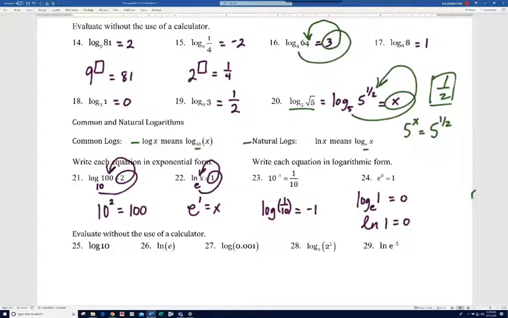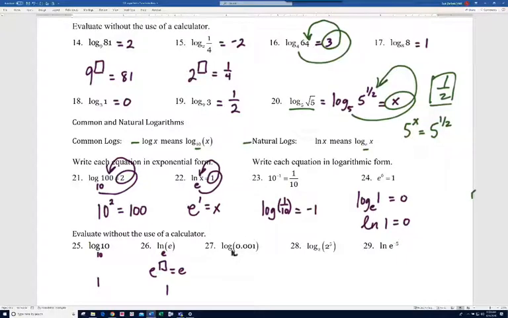All right, let's look at number 25. So our base is 10. You might want to write that in. And again, a logarithm is an exponent. So this is the exponent that you put on a base of 10 to get an answer of 10. Well, that would be a 1. So here in 26, my base is e. So what exponent do you put on a base of e to get e? Again, you could do this. And of course, that's also 1.